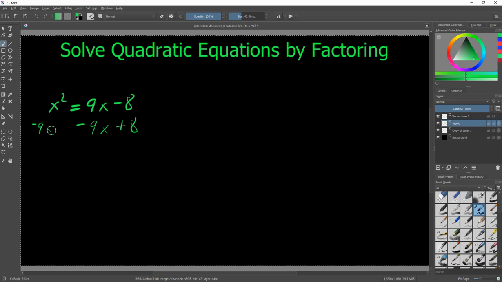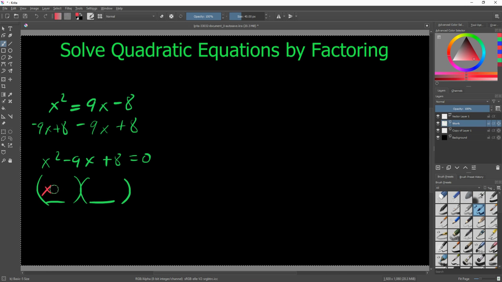So I subtract 9x and add 8 to both sides. I have x squared minus 9x plus 8 equal to 0. So once it's equal to 0, you try to make it into two things that multiply to be equal to 0, right? So if you factor that, you guys remember how to factor, right? You factor that, you get x minus 8 and x minus 1. All of that is equal to 0.